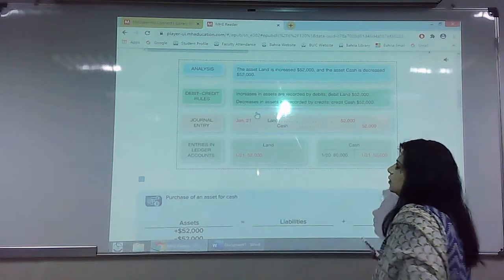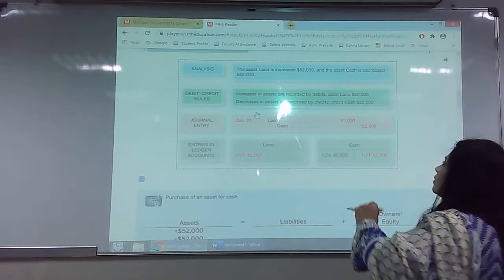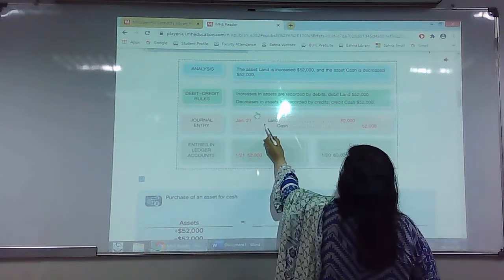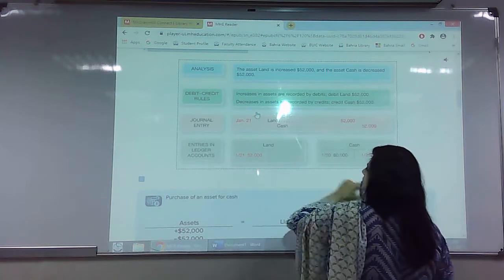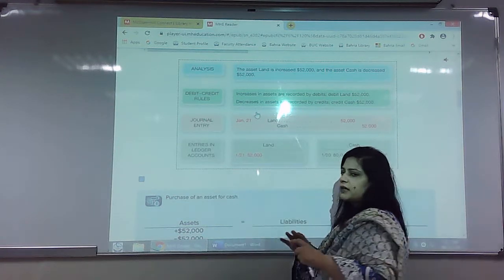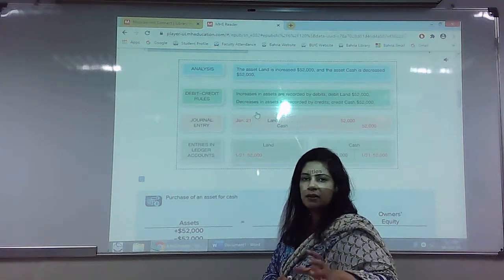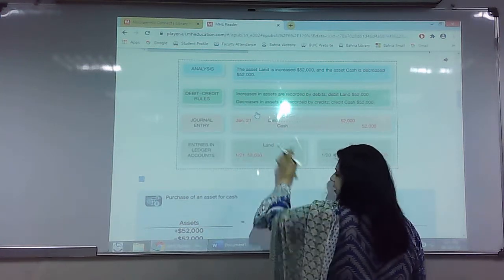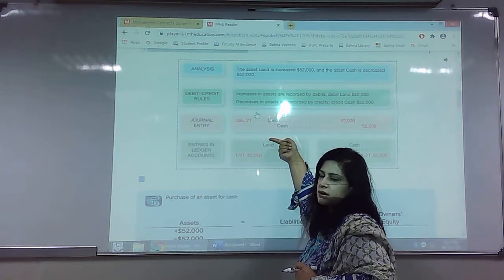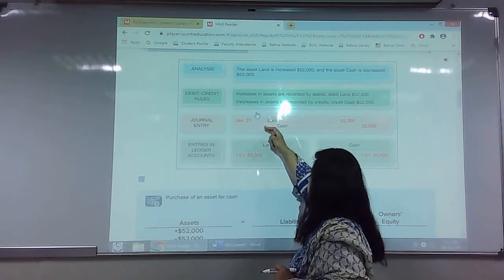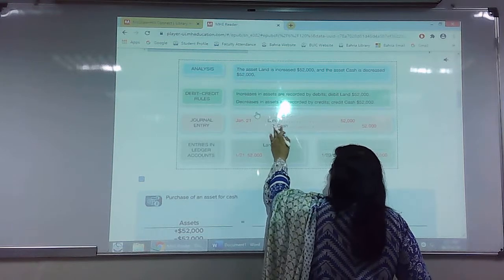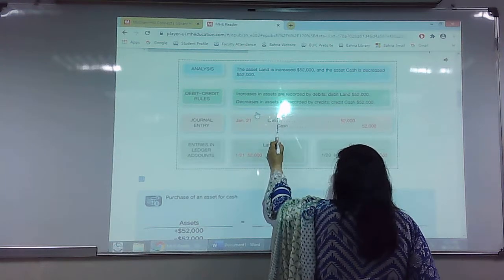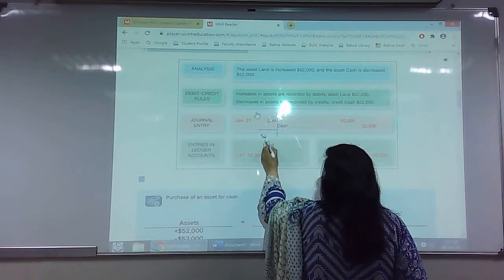Okay. Now the asset land is increased. Again, land is an asset. If it is increased, it's going to be debited. And the asset cash is decreased. As I told you, if you look at the accounting equation, when an asset is reduced, it is credited. So when you credit something, you put an indent. You don't put it on the same level, and you don't write it just under the land. You're going to write it with an indent, left with a space.